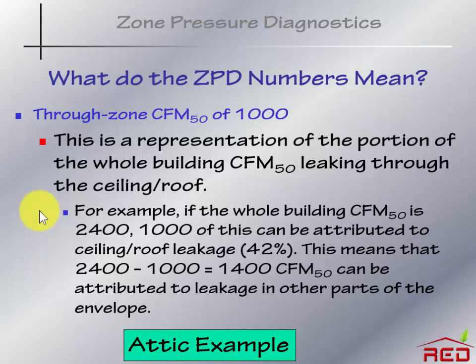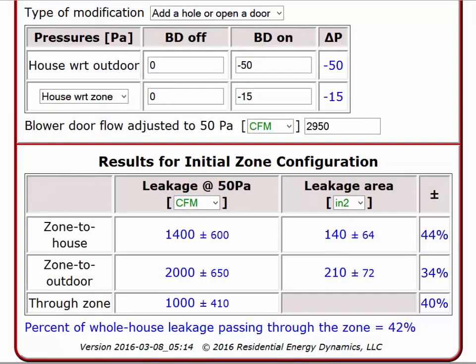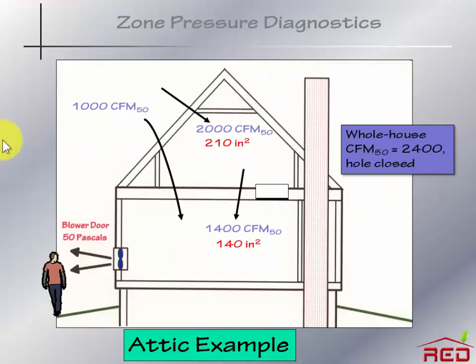This means that the leakage through other parts of the house would be 2,400, the whole house leakage, less the leakage through the top of the house, which gives us 1,400 CFM50, the leakage through the remainder of the house. Now again, here are the values in the red tool, and I just went over and explained these. And these are the values, again, maybe a little easier to understand here because they are in diagram form.